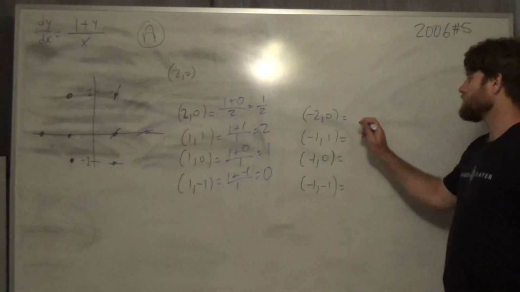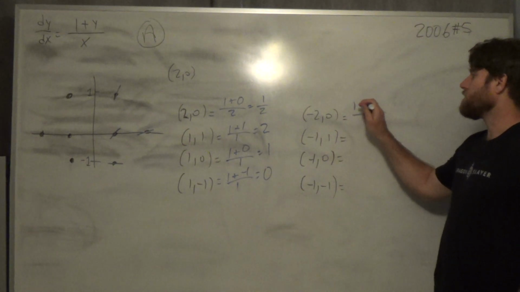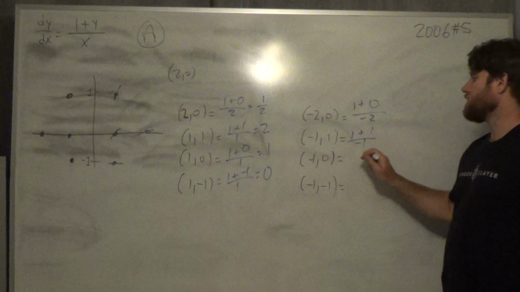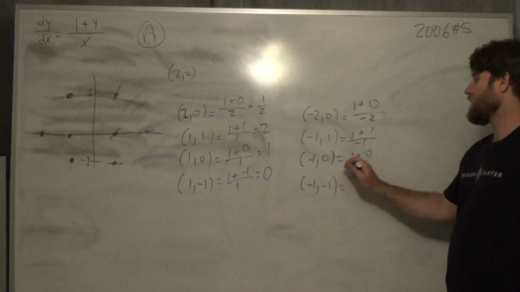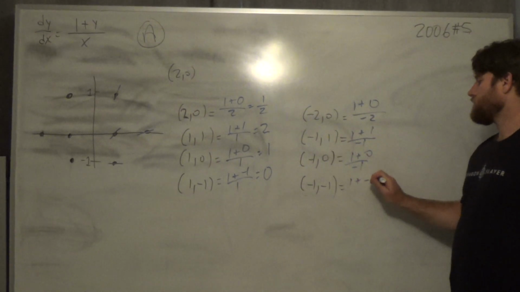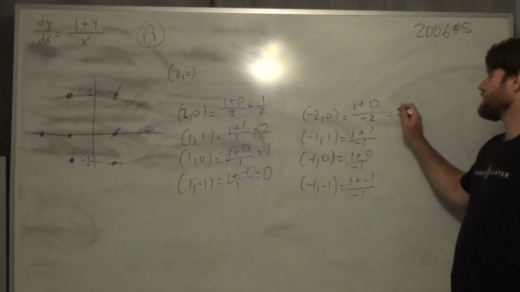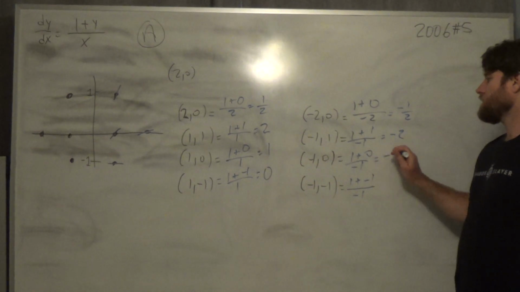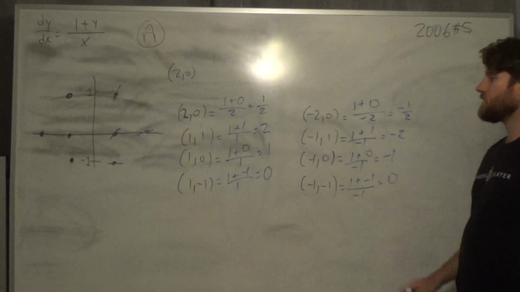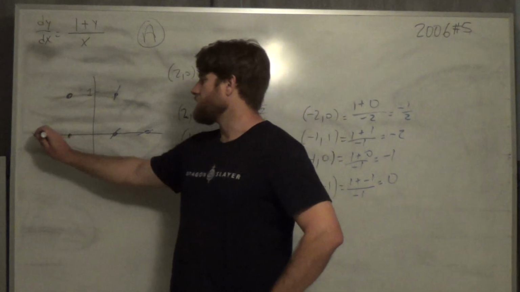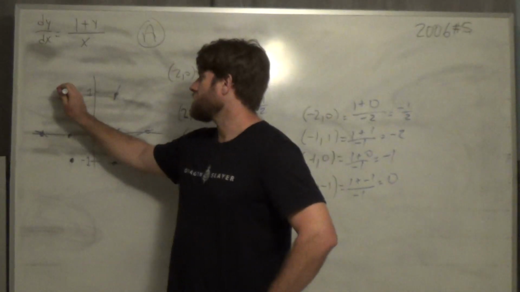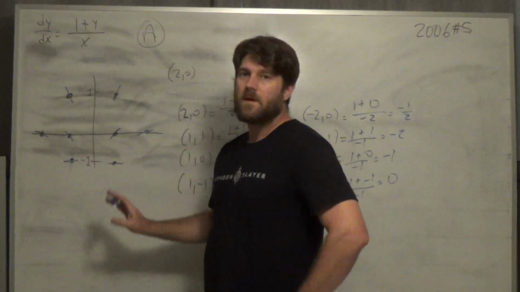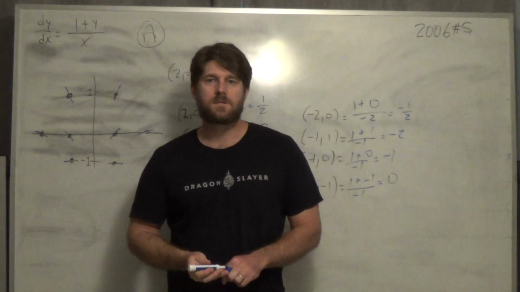If we continue on the other side, 1 plus y over x, 1 plus y over x. Here we get a slope of -1/2, -2, -1, and 0. So a slope of -1/2, -2, -1, 0. And there you go. This whole thing's worth 2 points.